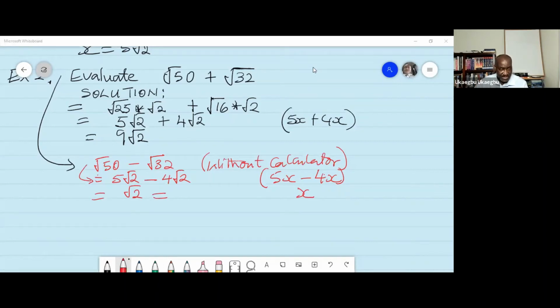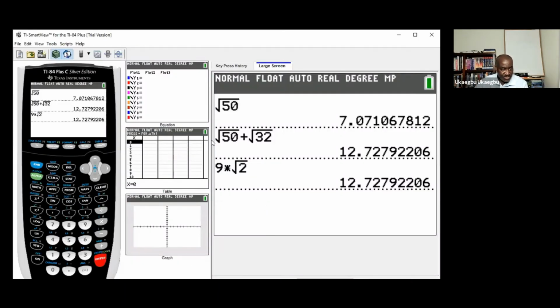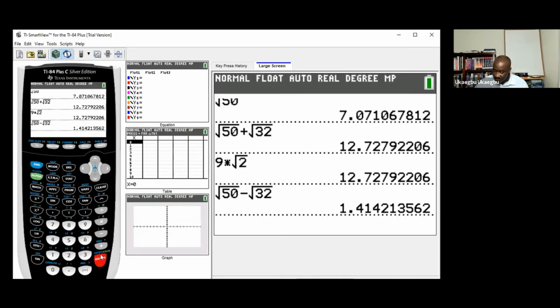Let's get back to our calculator. And then we just say second function square root. And then we type 50. We get out of that. And then we say minus second function square root of 32. And we get out of that square root sign and we hit enter. Boom. It gives us 1.414.